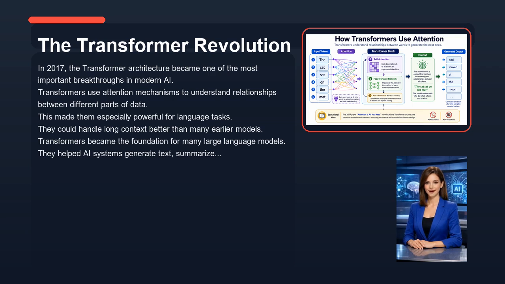This made them especially powerful for language tasks. They could handle long context better than many earlier models. Transformers became the foundation for many large language models. They helped AI systems generate text, summarize documents, translate languages, write code, answer questions, and power chatbots.